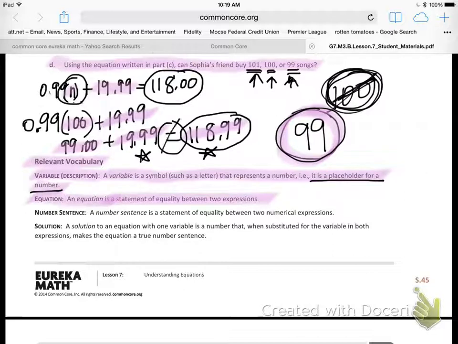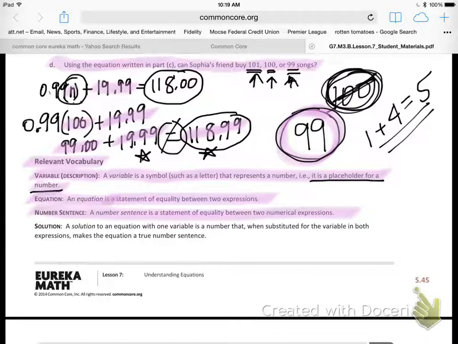In this case, as you can see, this was not equal right there. A number sentence is a statement of equality between two numerical expressions. Okay, so 1 plus 4 equals 5. That's a number sentence. Here it's not an equation necessarily because there aren't any expressions, but there are numerical ones. These are strictly numerical expressions.